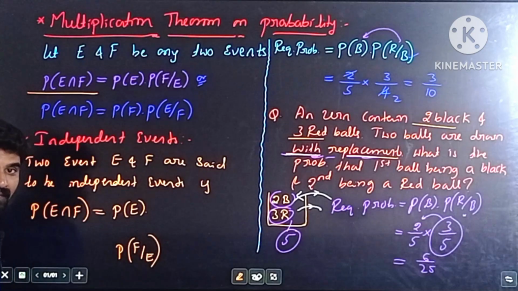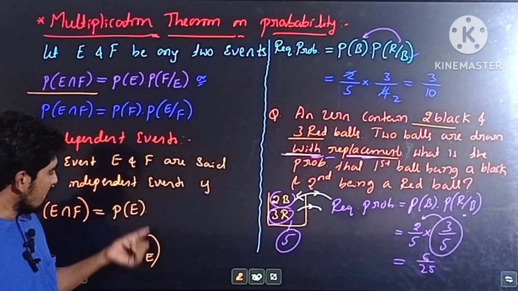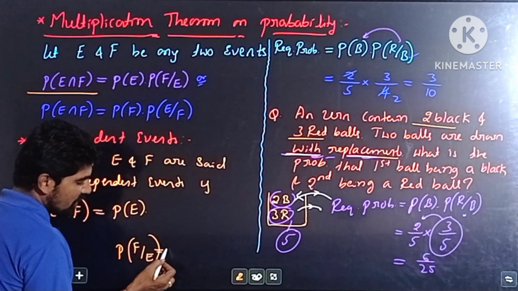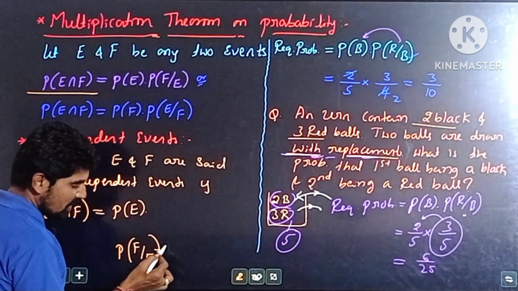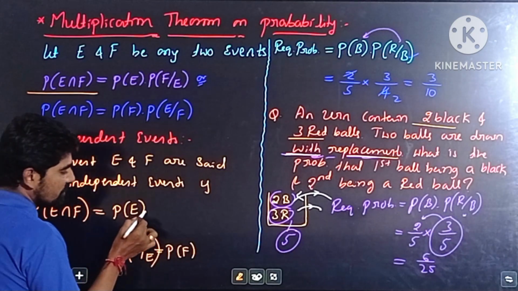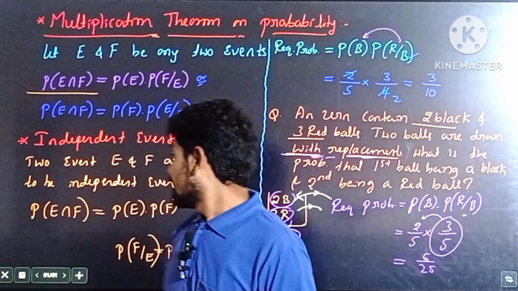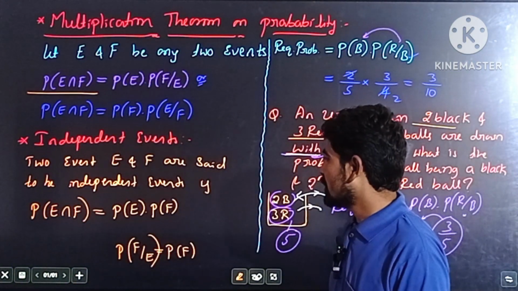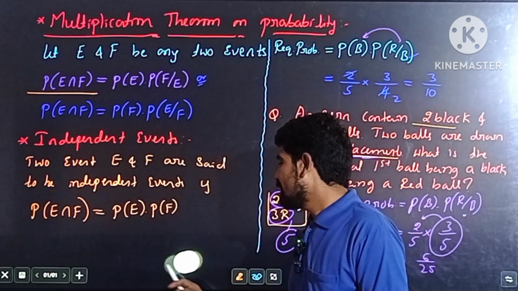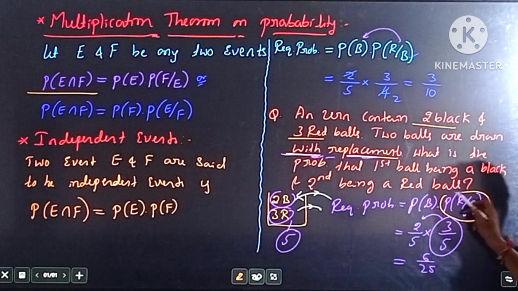But see here, if the manner is with replacement, the probability of the second ball doesn't depend on the probability of the first ball. It means the probability of F given E can be written as the probability of F. So the probability of E intersection F equals the probability of E times the probability of F. If so, then those two events are called independent events.